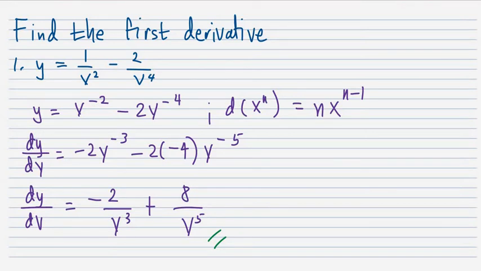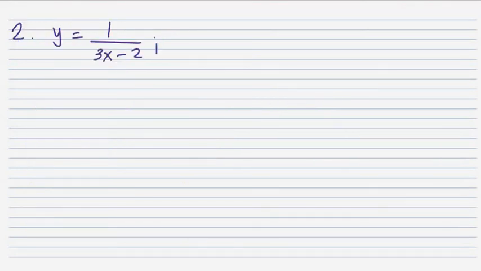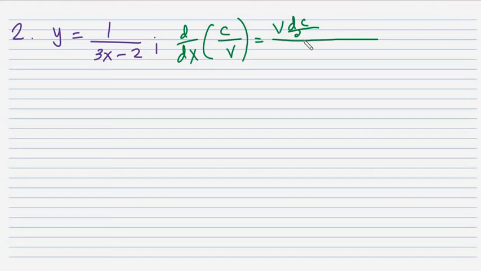Okay, let's go ahead and go to problem number 2. For problem number 2, I have y is equal to 1 over 3x minus 2. To solve this, I would extend the formula for the derivative of a quotient to the derivative of a constant over v. So that will be v times the derivative of a constant with respect to x, of course, minus c times the derivative of v with respect to x, over v squared.